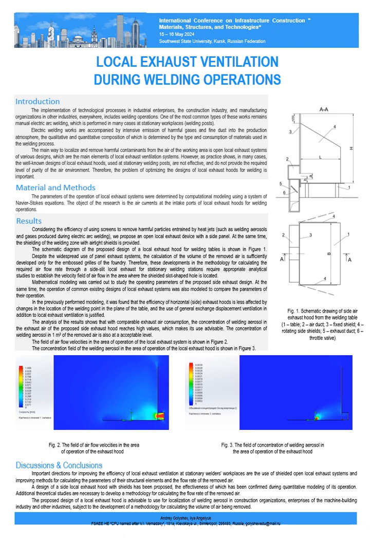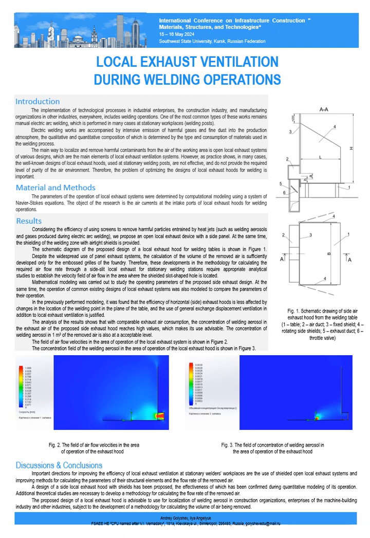Considering the efficiency of using screens to remove harmful particles entrained by heat jets, we propose an open local exhaust device with a side panel. At the same time, the shielding of the welding zone with airtight shields is provided. The schematic diagram of the proposed design of a local exhaust hood for welding tables is shown in Figure 1.